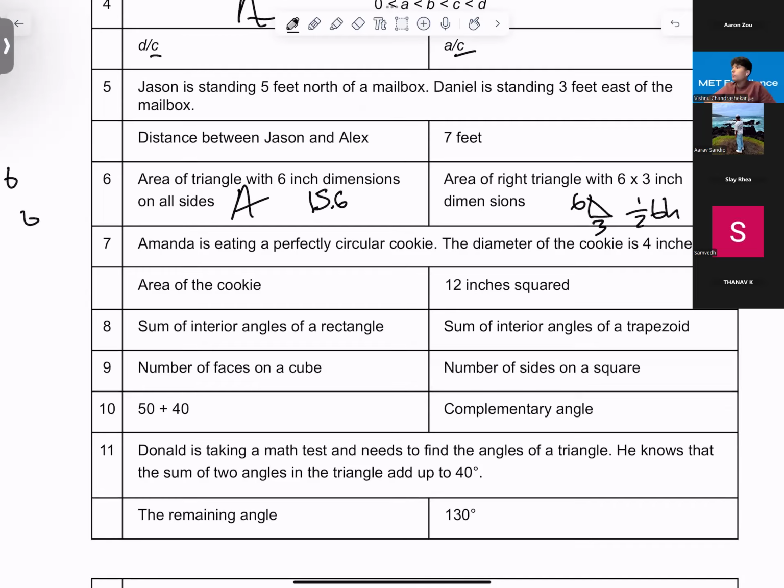Okay. For question 7, since the diameter is equal to 4 inches, the radius would be 2 inches. And recall from Aditya's lecture, pi r squared is equal to the area. So if we plug in 2 as the radius, we get pi times 2 squared equals 4 pi, which is about 12.57 square inches. So in this case, the area of the cookie would be slightly bigger than option B, so it would be A.